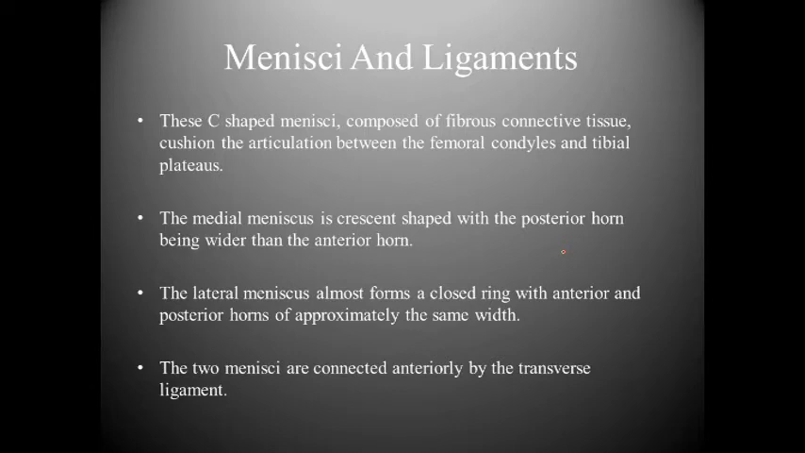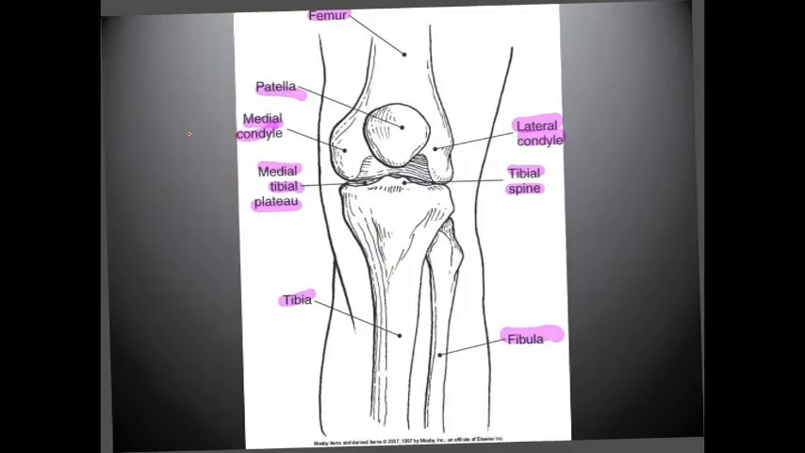So the menisci and ligaments of the knee. There are C-shaped menisci composed of fibrous connective tissue which cushion the articulation between the femoral condyles and the tibial plateaus. What you have to know about menisci is that they function as a cushion between the femoral condyles and the tibial plateau. The medial meniscus is crescent shaped with the posterior horn being wider than the anterior horn. The lateral meniscus almost forms a closed ring with anterior and posterior horns of approximately the same width. The two menisci are connected anteriorly by the transverse ligament.